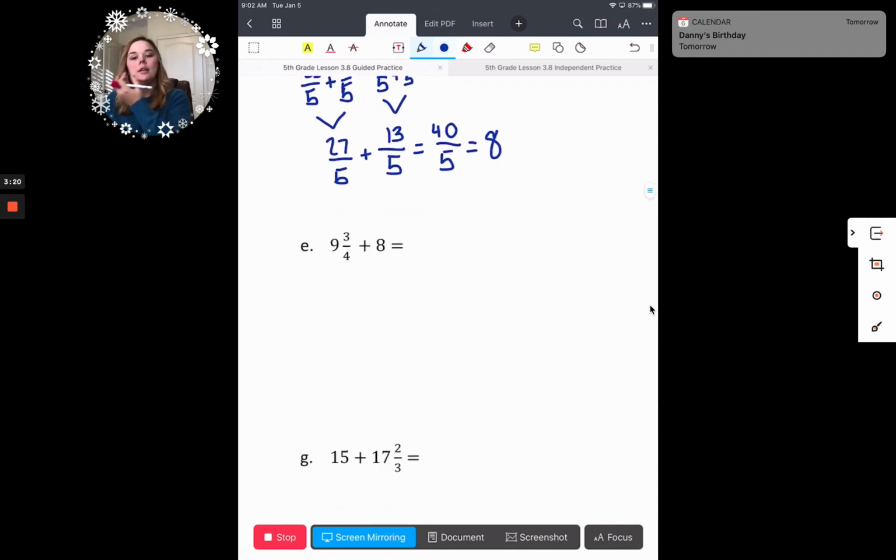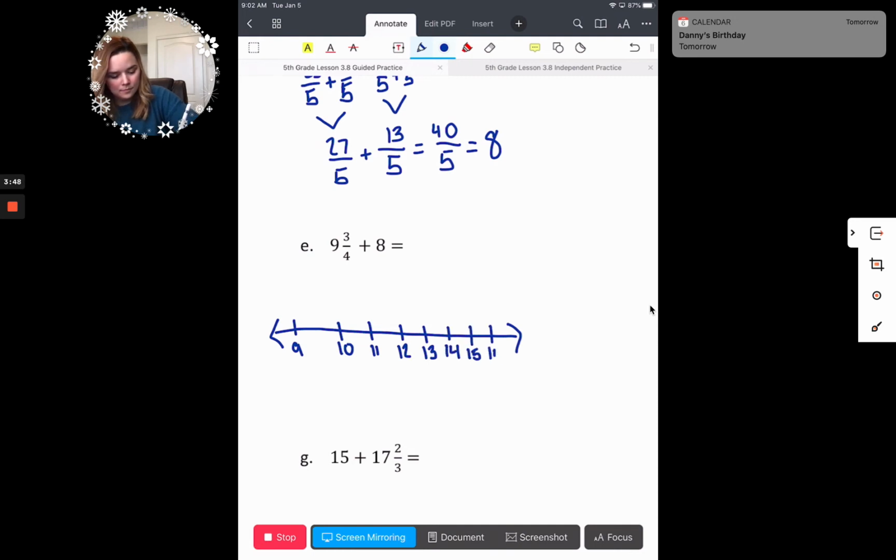Another option that we have is to use a number line. So I'm going to draw a number line. And since I have 9 and 3/4 as my starting number, I'm just going to start with 9. Oops, I need to make my number line bigger. Let me try this again. Sorry about that, y'all. I made my number line a little bit too small.